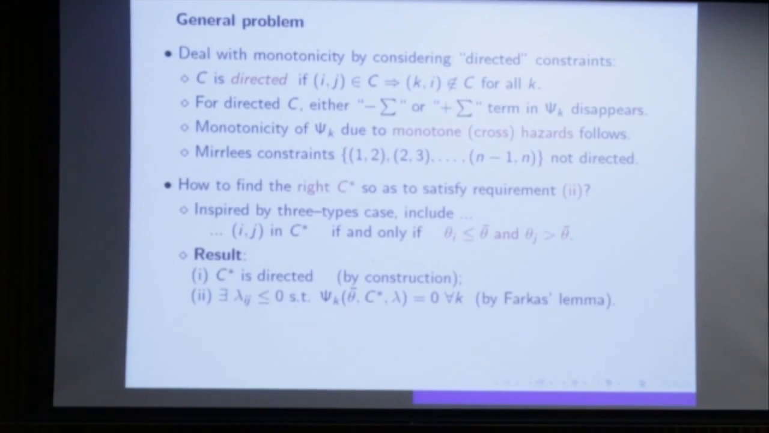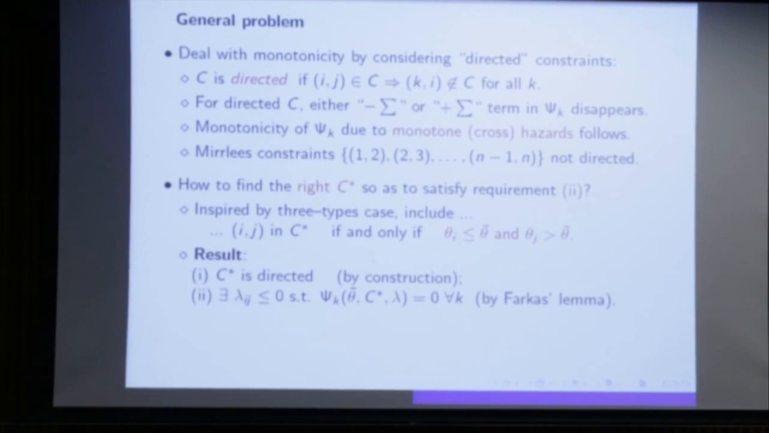So what is now the recipe to find the C star? You saw that what was important in the 3 type example is whether this monopoly cutoff for type i is larger or smaller than the average theta bar. That's the key insight to construct your C star set. So we are going to put only ij's in C star with theta i smaller than theta bar, and j when theta j is larger than theta bar. Those are the constraints that are going to matter.